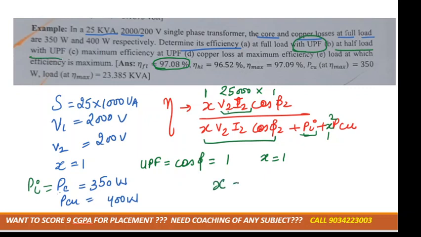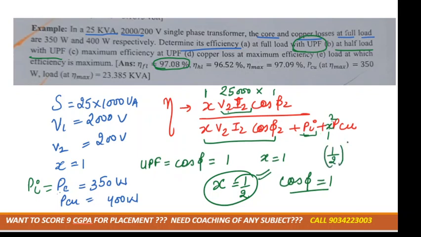In the next case, they are asking at half load with unity power factor. Half load means x is equal to 1 by 2, and unity power factor means cos phi value again is equal to 1. All the values are the same, we just need to change the x value. Just remember it is x square. So it would be 1 by 2 square, that is 1 by 4. Maximum students will make a mistake here only. If you solve it, then at half load you will get efficiency 96.52%.